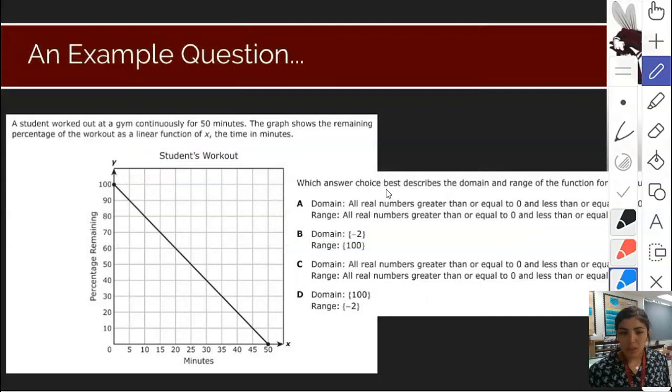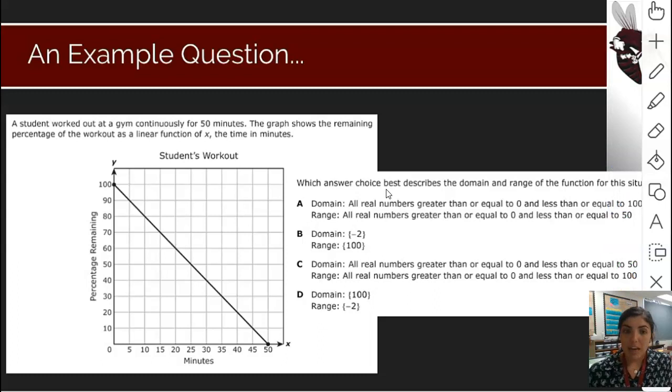So an example question, we're going to do a couple of these. It says a student worked out at the gym continuously for 50 minutes. The graph shows the remaining percentage of the workout as a linear function of x, the time in minutes. So here we have our graph. Okay, if we look at some things on here, it's the student's workout. This is the percentage remaining of the workout, and here's the minutes that they've been working out. Cool, so it looks like they had this much left in their workout as they're going. Which answer choice best describes the domain and range of the function for the situation?